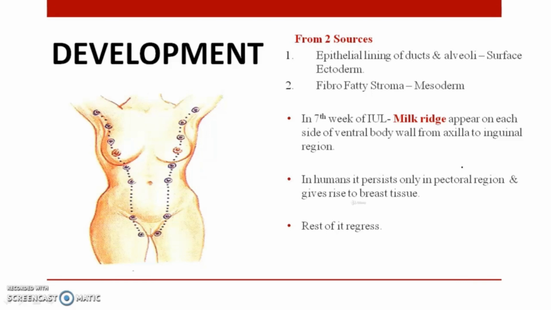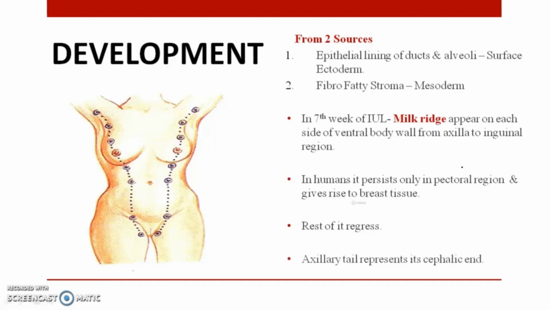It is developed by two parts: surface ectoderm and mesoderm. Surface ectoderm gives rise to the epithelial lining of duct and alveoli, and mesoderm gives rise to the fibrofatty stroma. In intrauterine life, at the 7th week, it forms the milk ridge on either side of the ventral body wall from the axilla to the inguinal region, where development is seen only in the pectoral region and all other parts regress. That's all about the development you have to know.